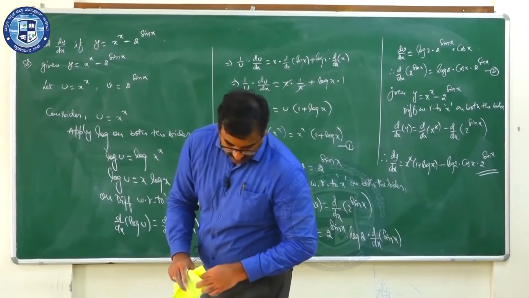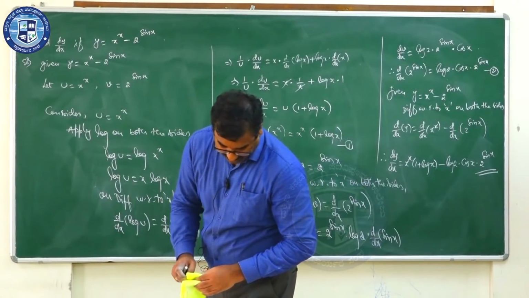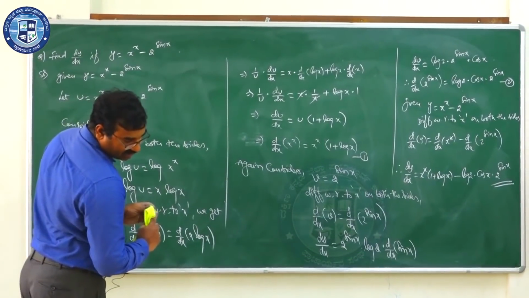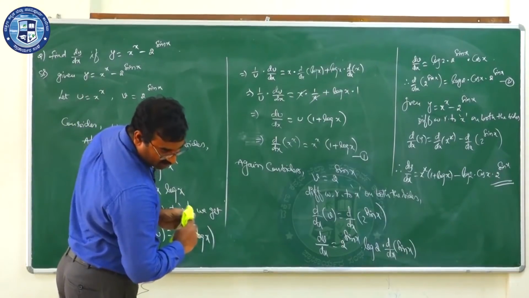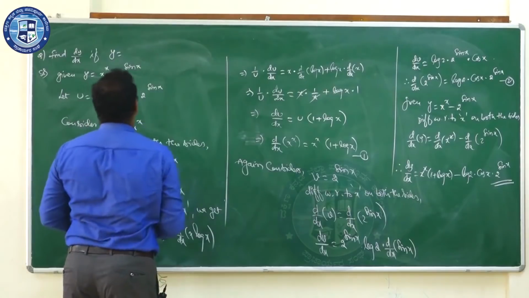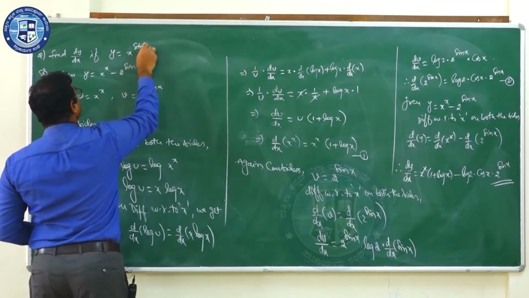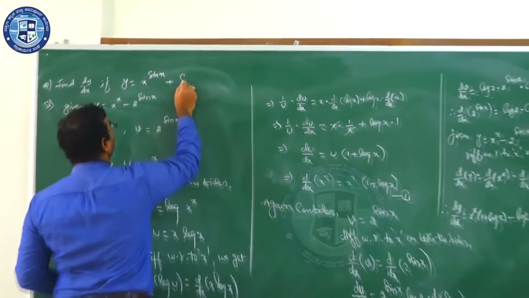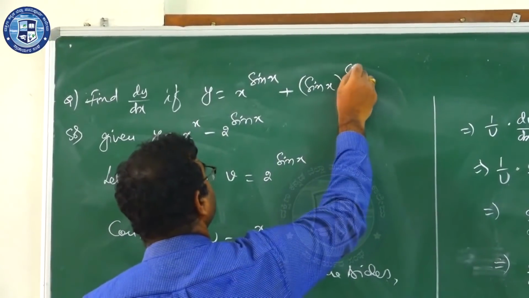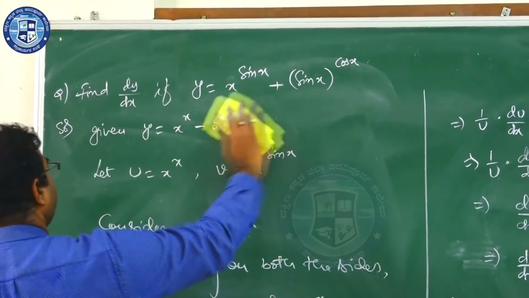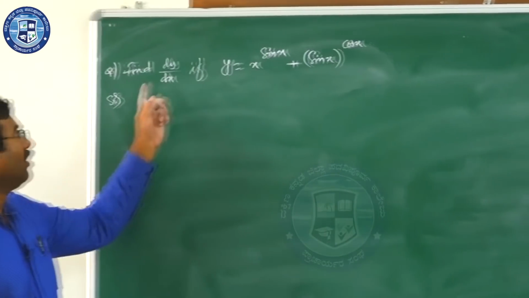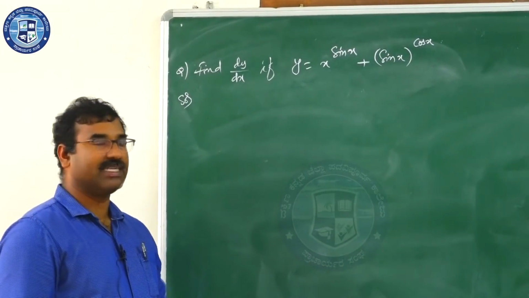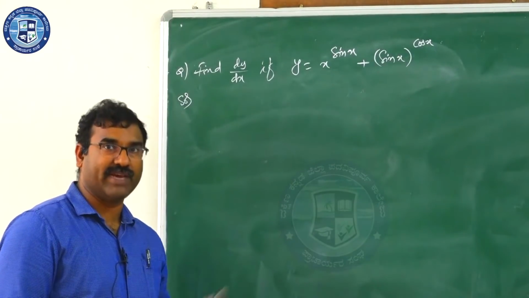We'll do one problem for 5 marks type. Find dy by dx if y is equal to x power sin x plus sin x power cos x. Okay, so this is a very important model for 5 marks. Find dy by dx if y is equal to x power sin x plus sin x power cos x. It's a very important model for 5 marks in the final examination.